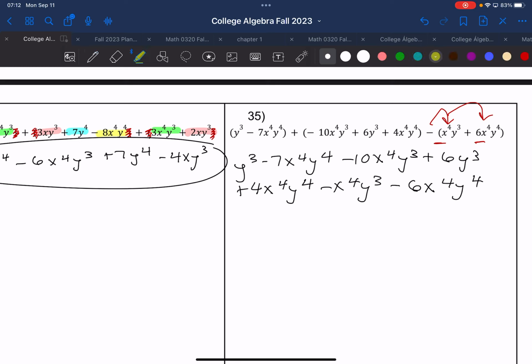Again, this concept is just going over combining like terms. You're never going to have problems like this that have all these mixed variables in it.